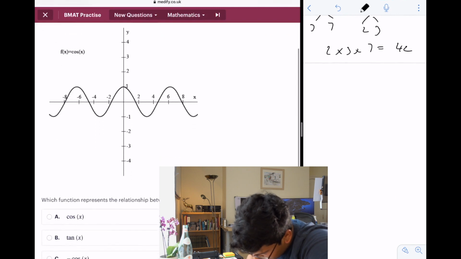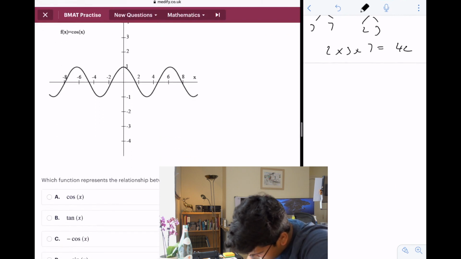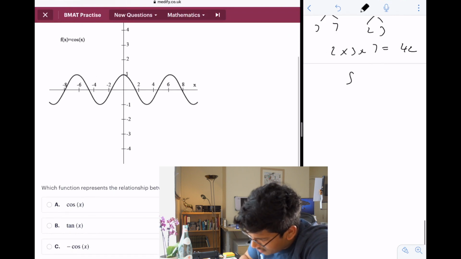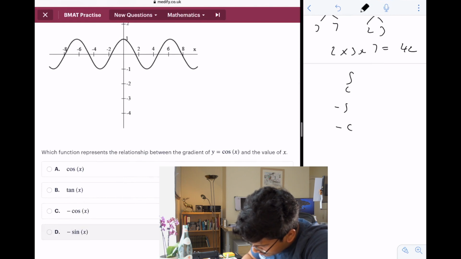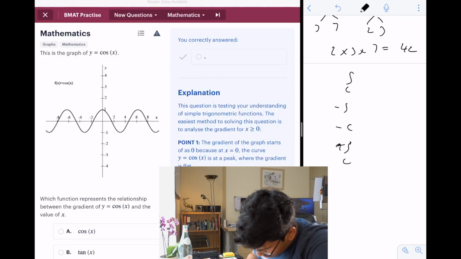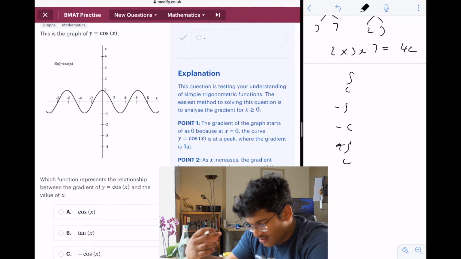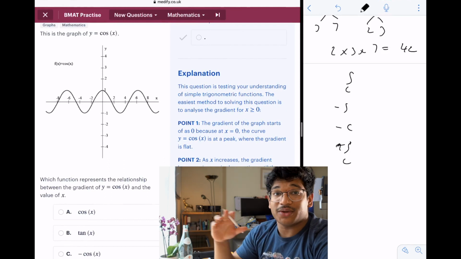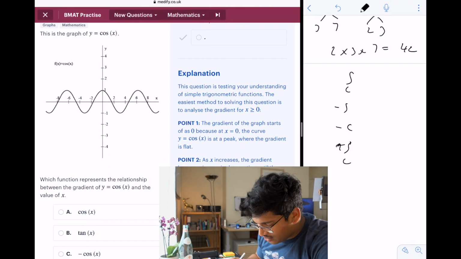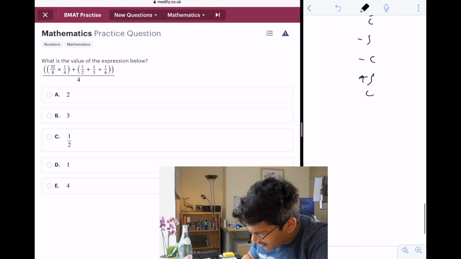Okay, cos x, great. Which function represents the relationship between the gradient of cos x and y? So sine, cos, minus sine. So minus sine x. Cool. Because this is asking what's the gradient of y equals cos x, which is just differentiating y equals cos x, which is minus sine x. So that just requires a bit of mathematics from A level. Hopefully this is right here.